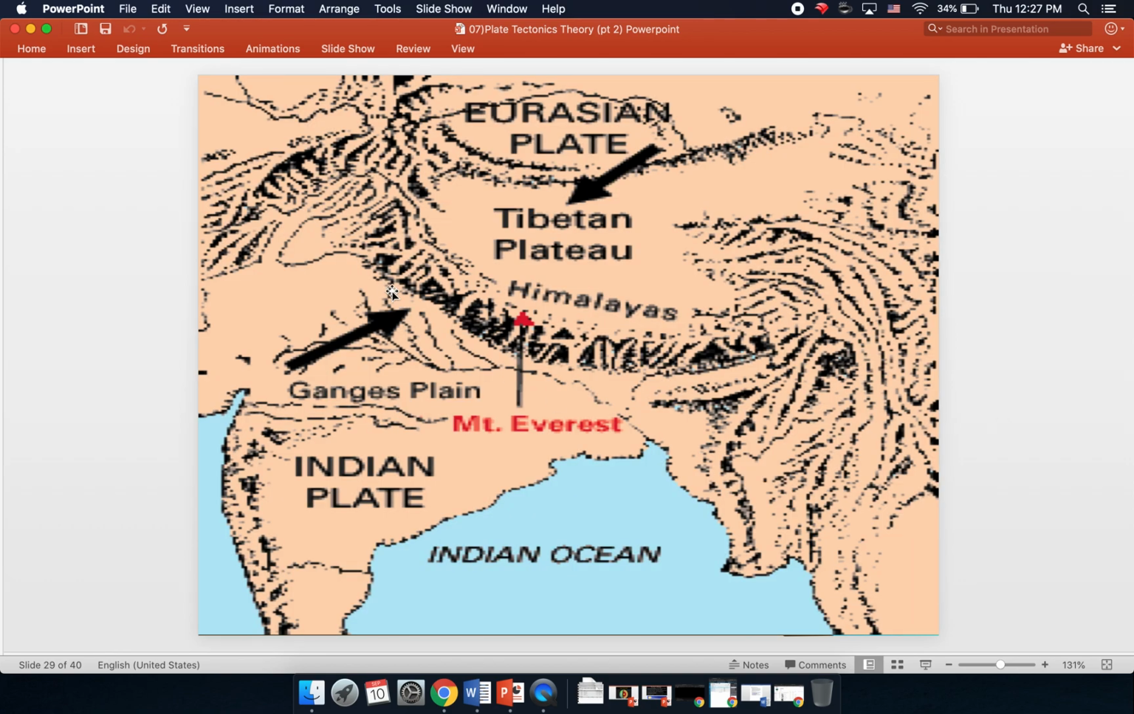Here we have the Himalayan mountains. This is an example of a mountain range formed by two continental plates colliding. The Indian plate and the Eurasian plate collided, and then the leading edges of both plates were forced upward by the compressional force of these two plates moving together, and this is how the Himalayan mountains formed.